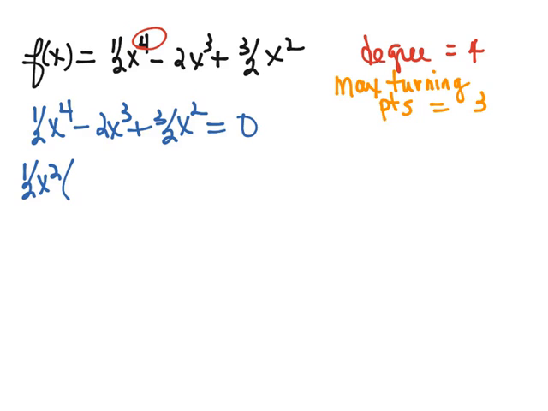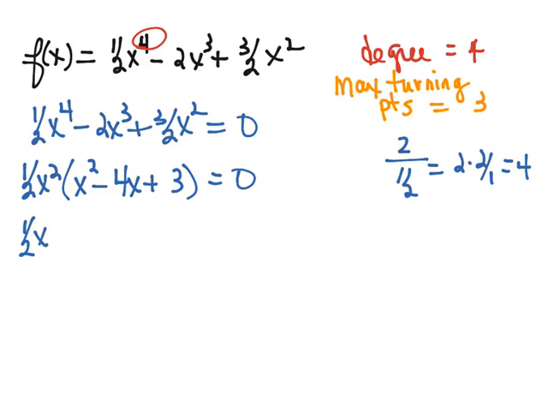factor. So if we divide out 1/2 x squared from 1/2 x to the fourth, we'll be left with x squared, minus, if we factor out 1/2 x squared from 2x cubed, we'll be left with 4x. The reason that we get a 4 is when you take 2 and you divide it by 1/2, that's 2 times 2 over 1, which is 4. And then when we factor out 1/2 x squared from 3/2 x squared, we'll be left with 3.